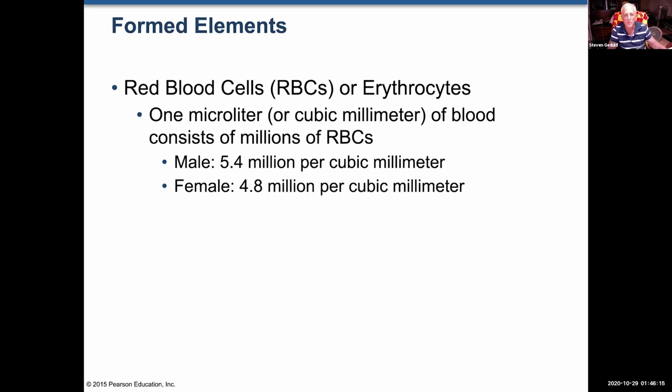So 1 microliter of blood consists of millions of red blood cells. Males have 5.4 million, and females have 4.8 million.